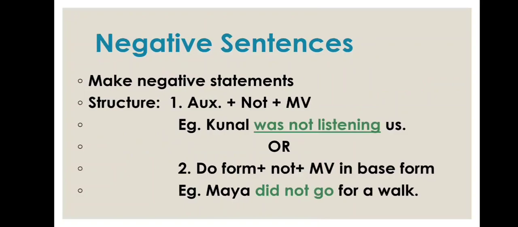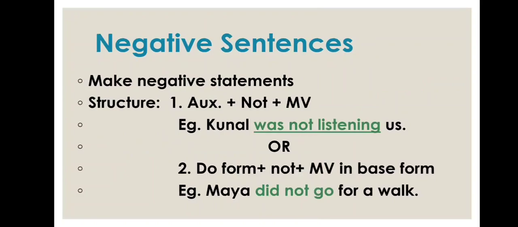Negative sentences make negative statements. Structure of negative sentences: auxiliary verb plus not plus main verb. See, for example, Kunal was not listening to us. Or do form plus not plus main verb in base form. The example of a negative sentence is Maya did not go for a walk. Did is a do form, then not, and the main verb is go.